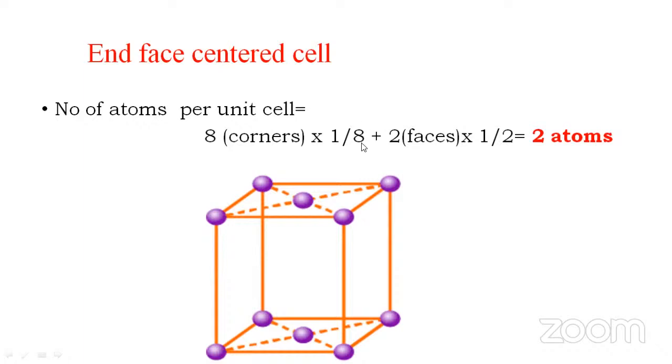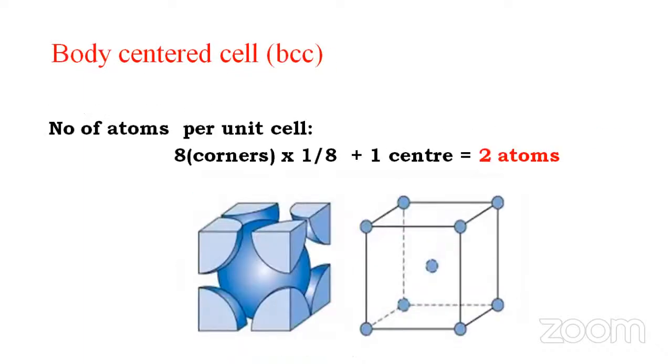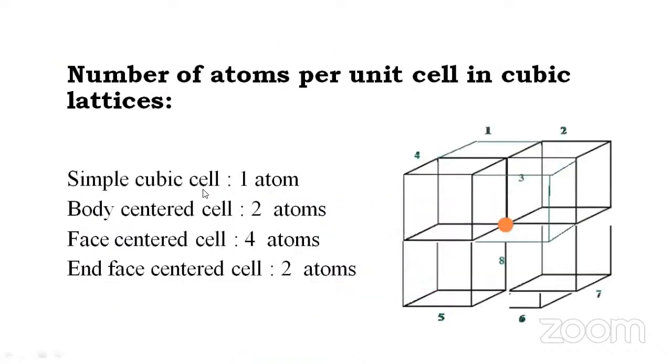Okay, everyone please look at it. In the simple cubic cell, how many atoms are present? Only 1 atom is present. In body centered, 2 atoms. Face centered, 4 atoms. End face centered, 2 atoms.